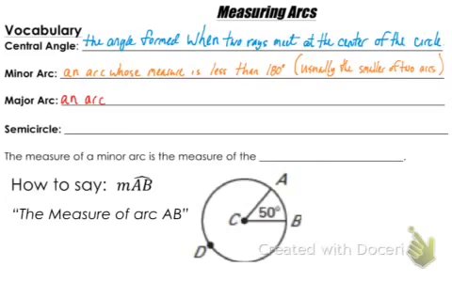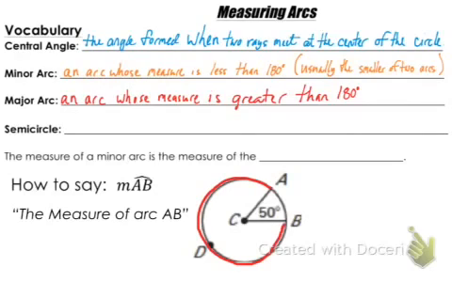A major arc is an arc whose measure is greater than 180 degrees, which is usually the bigger arc. So a major arc in this circle would be arc ADC. So we go the opposite way all the way around the circle.